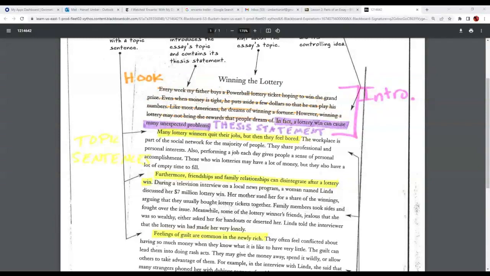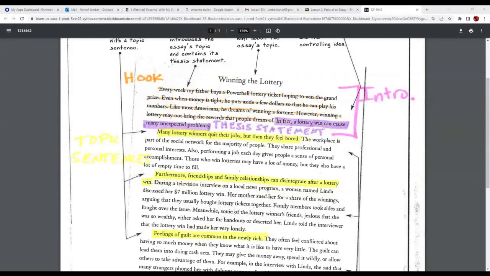Let's look at this sentence again. A lottery win can cause many unexpected what? Problems. So again, tell me, what is this essay going to be about? The problems of winning the lottery? The problems, not the general, not the ticket, not the good and the bad, just the problems. What kind of problems? Unexpected problems. Unexpected stuff that you and I, who haven't won the lottery, we wouldn't even expect.